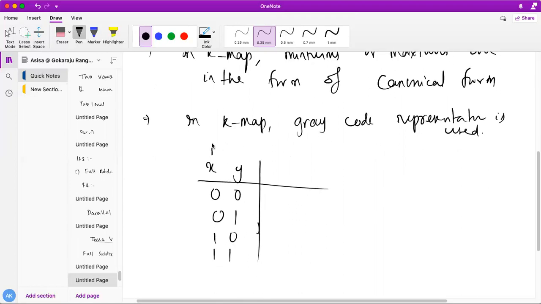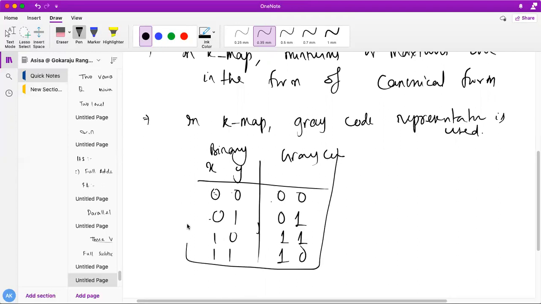So what is the gray code? This is the binary representation. What is the gray code of it? 00 means 00. What you have to do: you have to keep the MSB as it is, and you have to perform the XOR operation between these two bits. So 00, next 01, then 11, and this is 10. So this is the gray code representation. In K-map, you have to represent your cells in gray code.